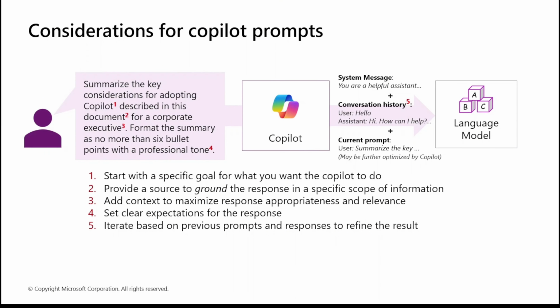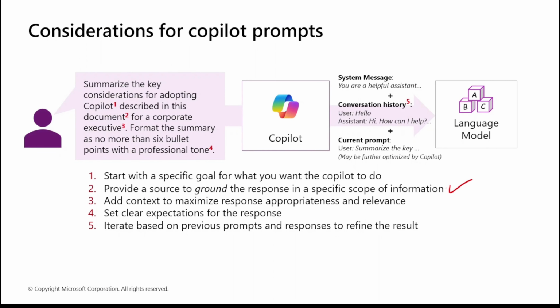Start with the specific goals of what you want to do with Copilot. Be specific, be explicit. Do not withhold that. If you don't know what you're trying to accomplish, then it's going to be hard. Next, provide a source to ground the response in a specific scope of information. This will help ensure that the response is based on real data. So what you need to do is get data, maybe you have an existing script or code or whatever. Give that information to Copilot, let it analyze it.